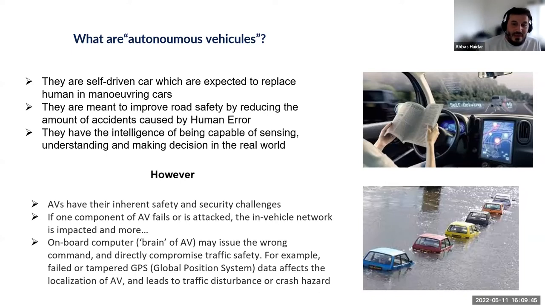As I said, self-driven cars can now take decisions, like auto braking or opening an airbag. As an example, if you have a failed or tampered GPS, that data affects the localization of the vehicle, and it leads to traffic disturbance or crash hazard. And you know how dependent we are on these GPS systems these days.